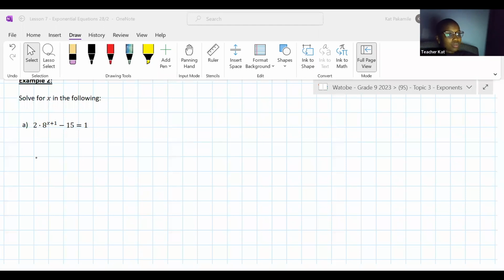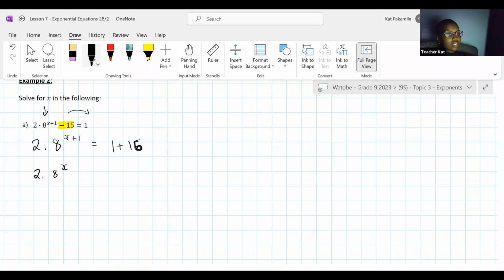How do we get rid of this 15? Negative 15. We can work with negative 15 equals 1. No, how do we get rid of it? Remember, x is on the left-hand side. Now we want to chase everything and everyone away. So we can chase this 15 away to the right-hand side. What happens when it gets to the right-hand side? It turns to a plus 15. Certainly, plus 15. So we're gonna have 2 times 8 to the x plus 1 equals 16.